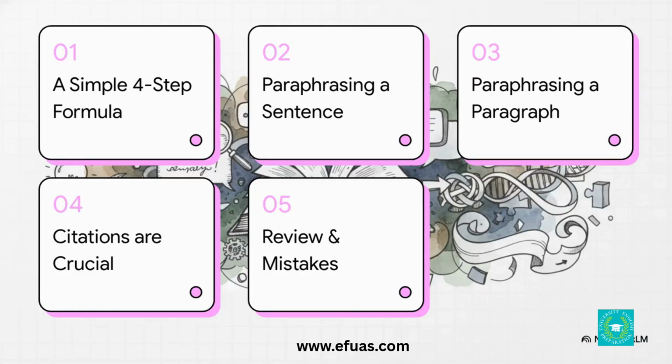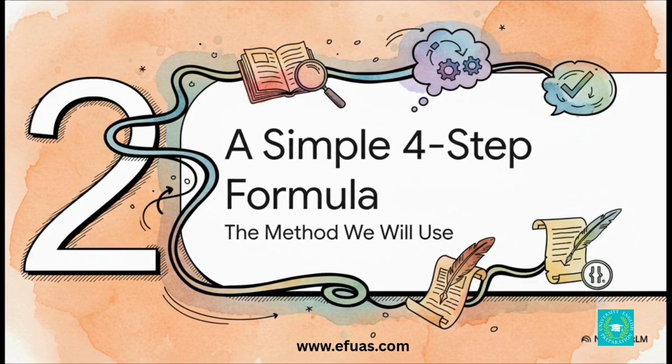Here's a quick look at our plan. We'll start with the four-step formula itself. Then, we'll practice it on a single sentence and then a full paragraph to see how it works. After that, we'll cover the most important rule of all, citation, and we'll finish up with a review of some common mistakes to avoid. Okay, let's dive into the first part, a simple four-step formula.